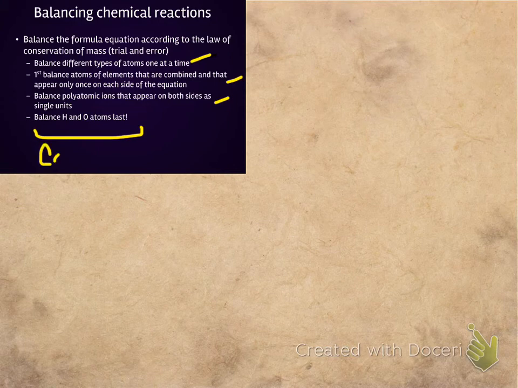So whether you have something like calcium appearing by itself, or gaseous nitrogen appearing as a diatomic molecule, or bromine gas, chlorine gas, any of these that appear by themselves where you can balance those without affecting something else should be saved for last because they're an easy fix.